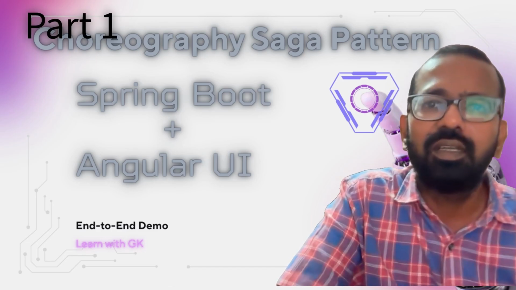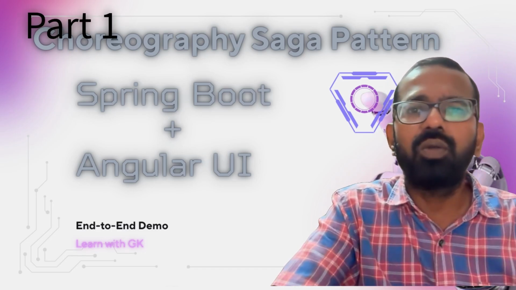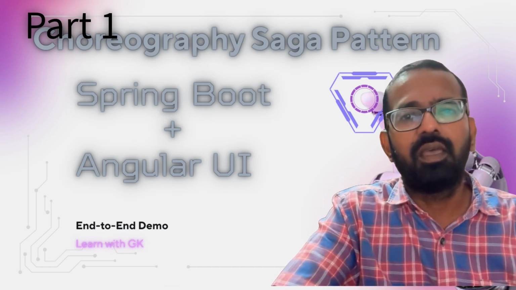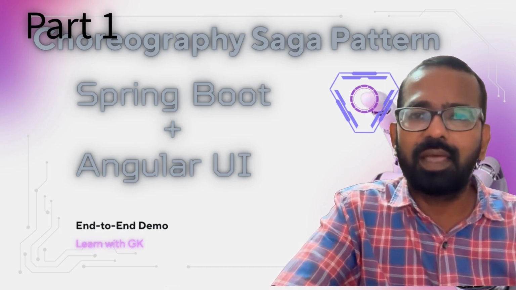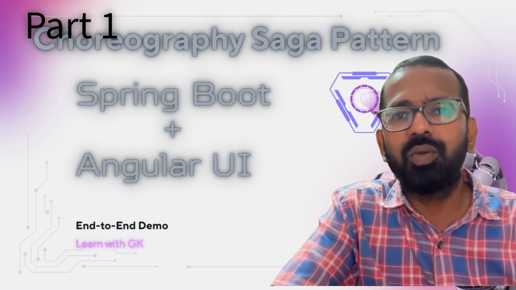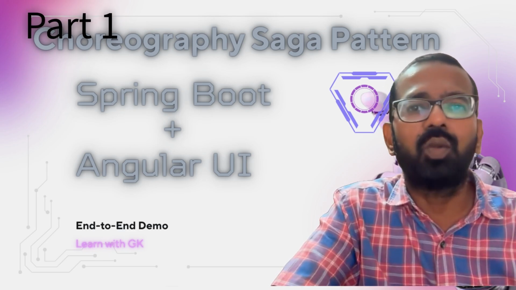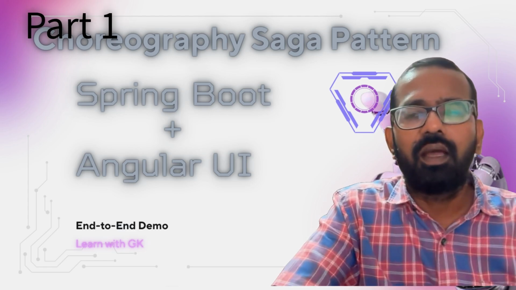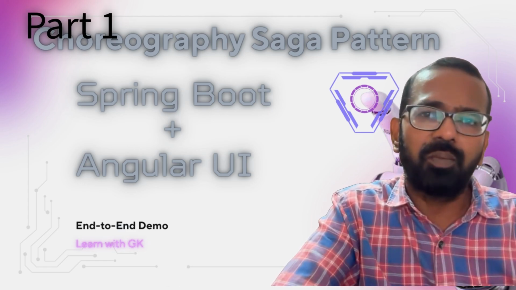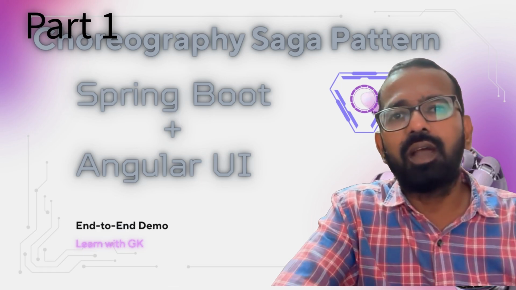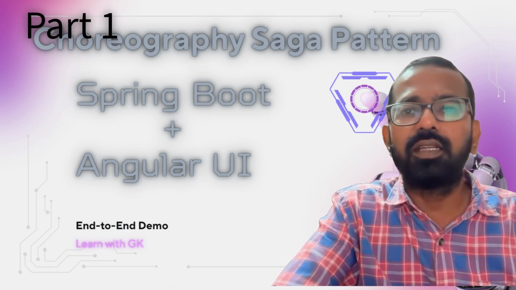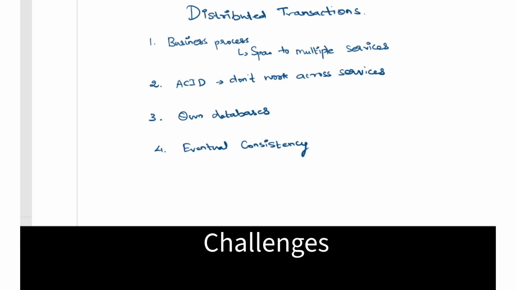Hi everyone. In today's video, we are going to implement the Saga Pattern. This is a complete end-to-end example of how distributed transactions are handled in microservices. We build a backend in Spring Boot microservices, Kafka and Postgres, and then connect it with an Angular UI.